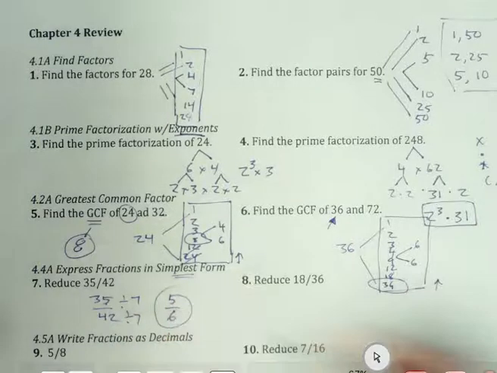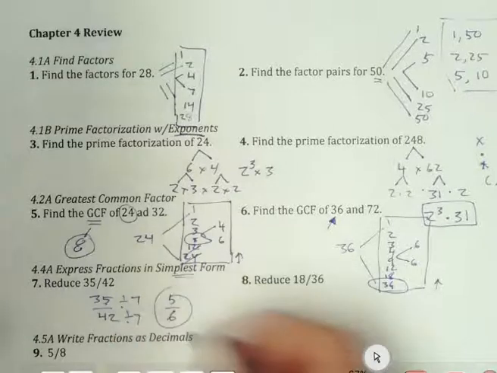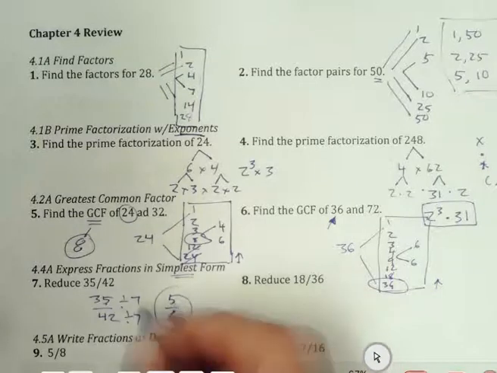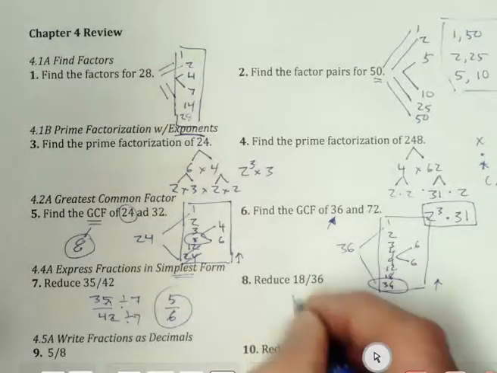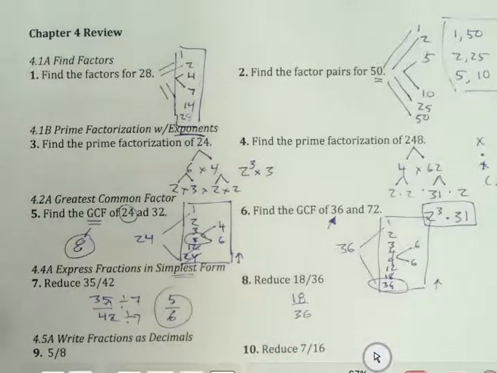Yep, 5/6. Very good. Just going backwards to double check my answer. 5 times 7 is 35. 6 times 7 is 42. We are good to go. 18 and 36. All right. I'm not sure where to start with this one.